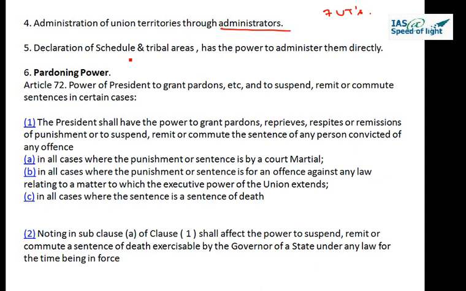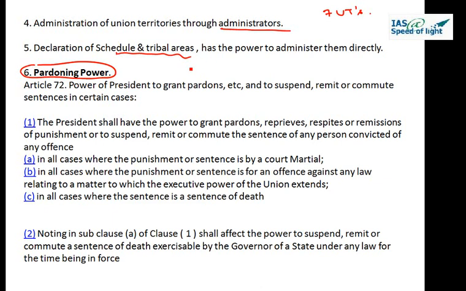The fifth one is the declaration of scheduled and tribal areas in a state, and the President has the power to administer these scheduled and tribal areas directly. Now comes the sixth point, which is a very important power, that is the pardoning power of the President.